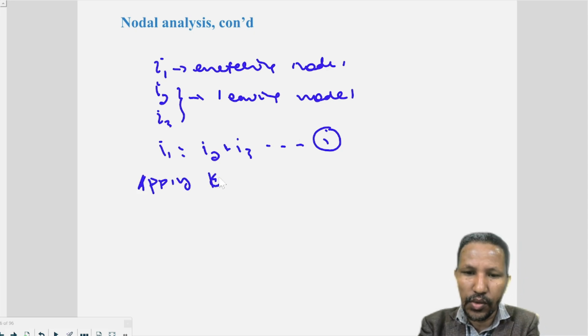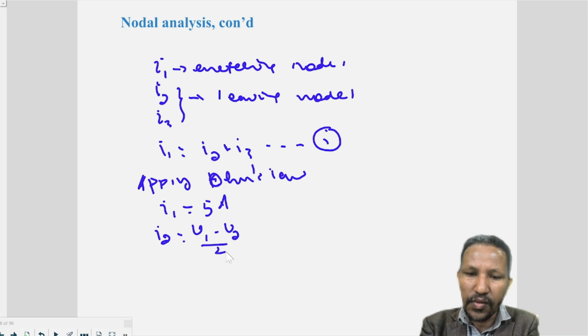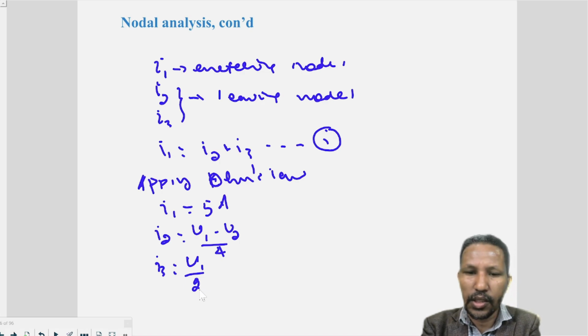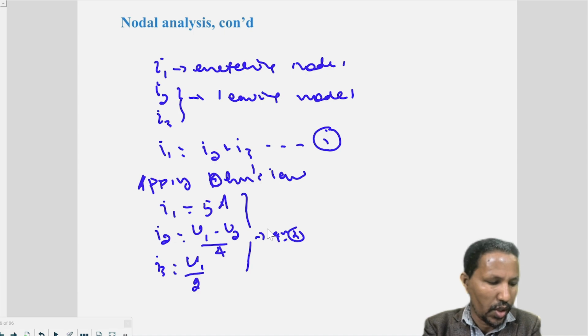So I'm going to apply Ohm's law. Here I1 is 5 ampere, and I2 equals (V1 minus V2) over 4, and I3 is V1 over 2. These are equation 2. Now I'm going to substitute these equations into equation 1.